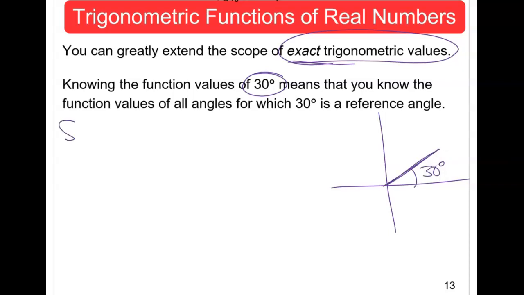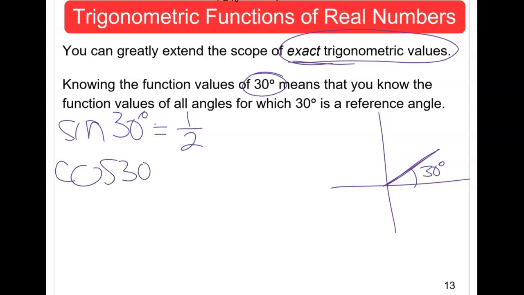So the sine of 30 degrees, remember that's my favorite, is 1/2. The cosine of 30 degrees is the square root of 3 over 2.